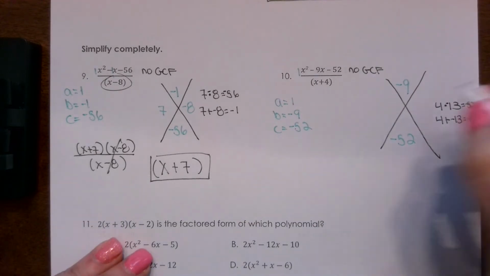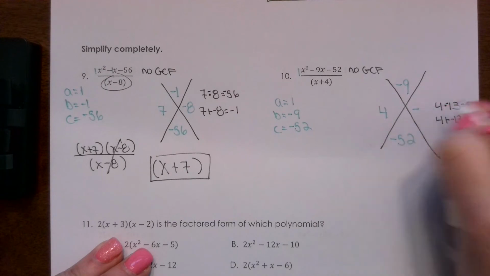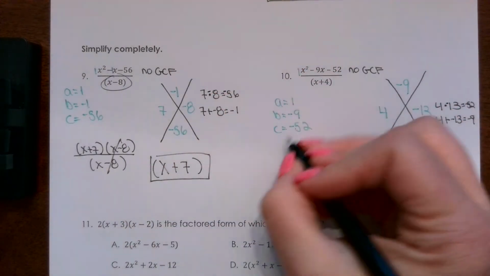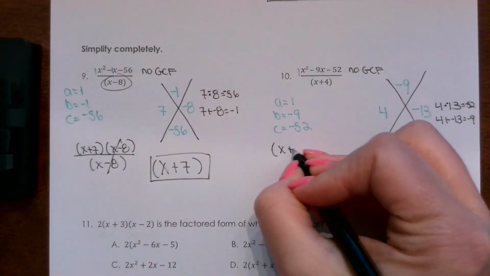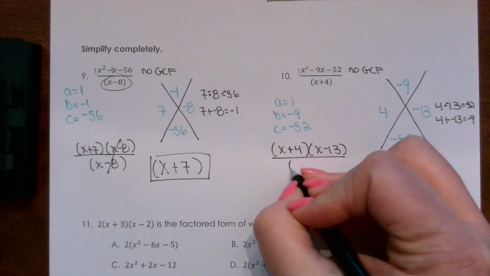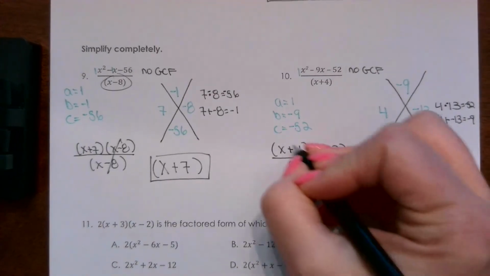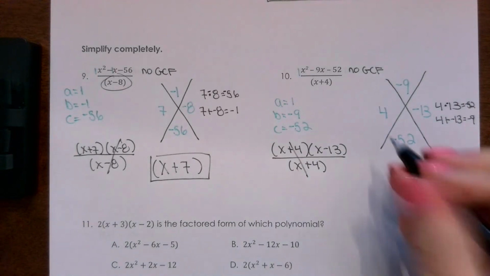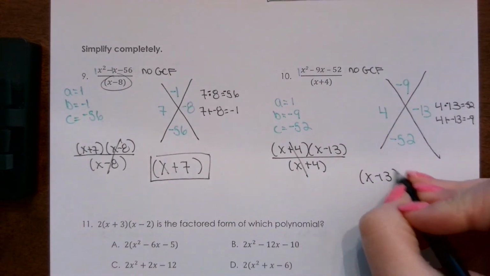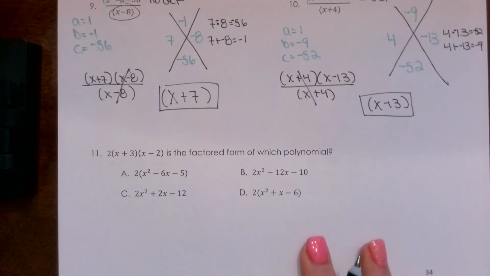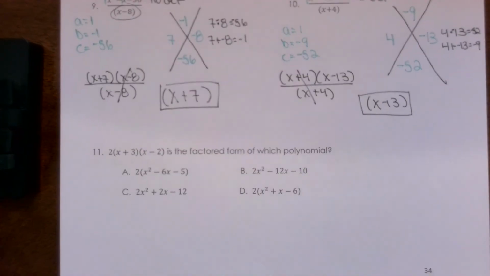So I have factors of 4 and -13. So I've got to rewrite this piece. Got x plus 4, x minus 13, and that of course is all over x plus 4. Remember, something divided by itself cancels, that's 1, and I've got x minus 13. Voila, done. Alrighty, this last one, lots of different strategies.